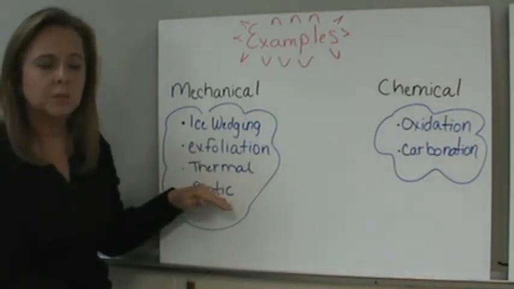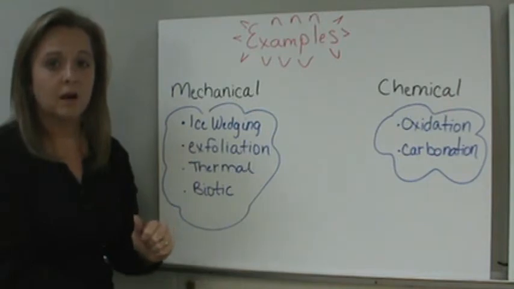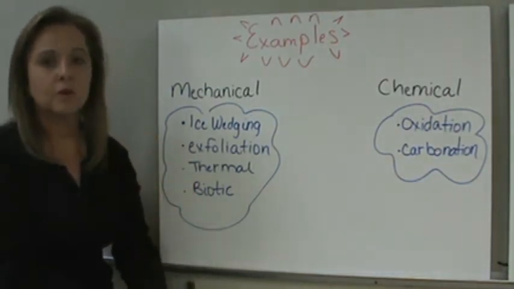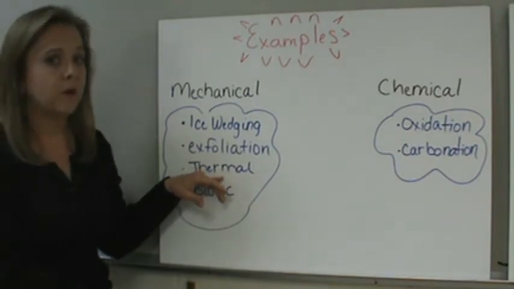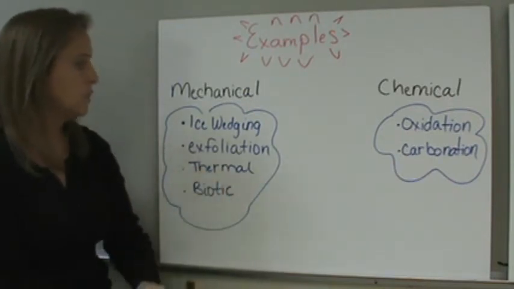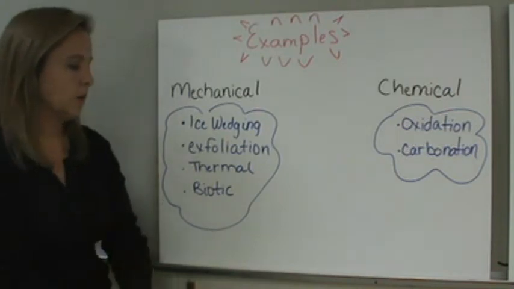Thermal goes along with ice wedging. It's just a change in temperature. Some rocks break when they get hot. They could be sitting in the sun for long periods of time in the desert. It could be a result of a forest fire. Those are some ways that thermal changes can cause mechanical weathering.